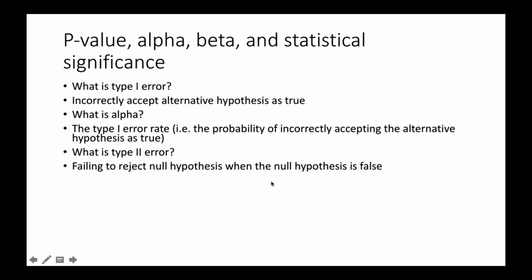But we fail to reject the null hypothesis. So in other words, let's say that the high cell phone user group and the low cell phone user group, let's say that there is a difference between the two. So we should reject the null hypothesis. Let's say that there is an actual difference. But let's say that our study says that there's no difference. Okay. That would be type 2 error. Type 2 error. Okay, yeah.